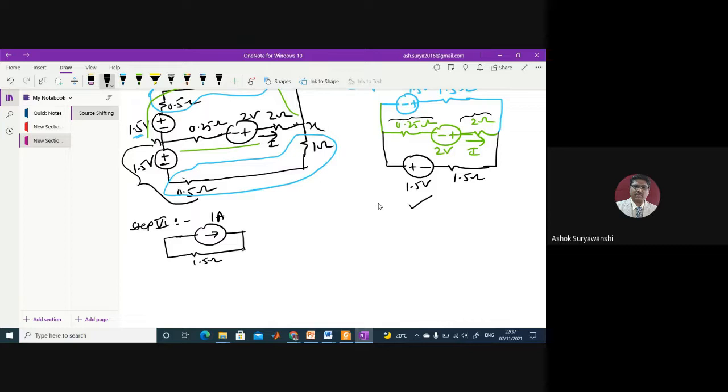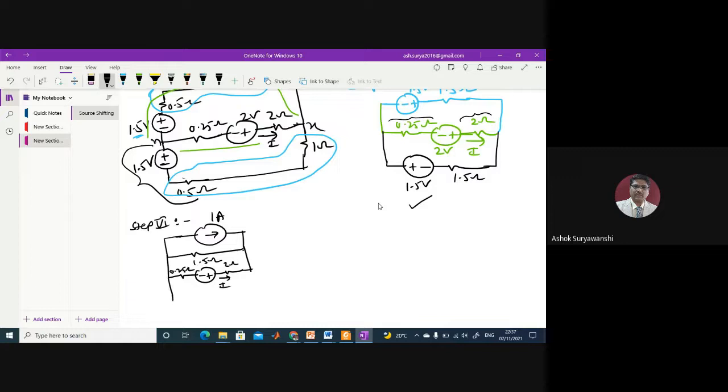Then, as we discussed, we'll keep this middle branch intact. This is, I think, 0.25 ohms.